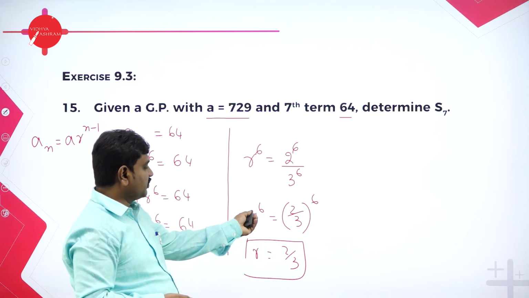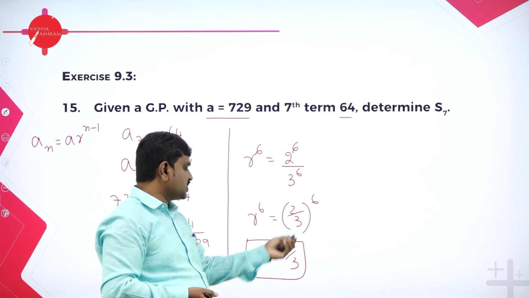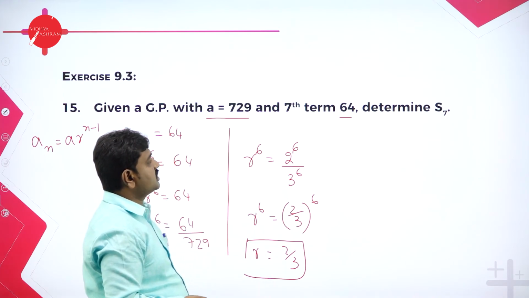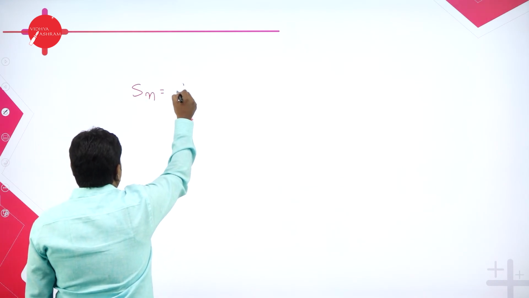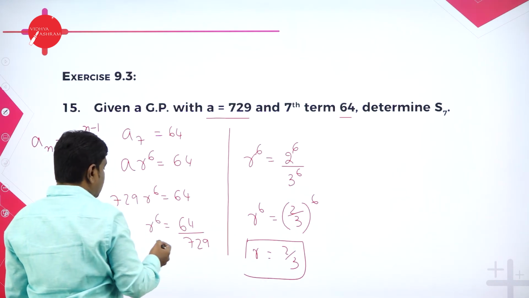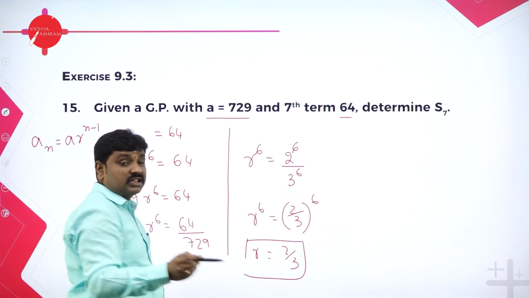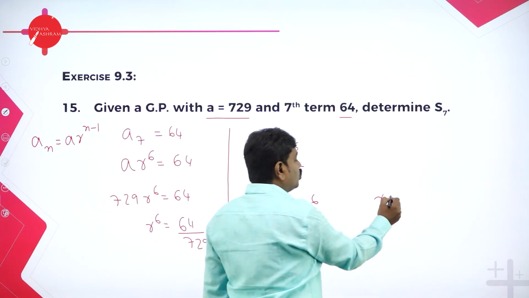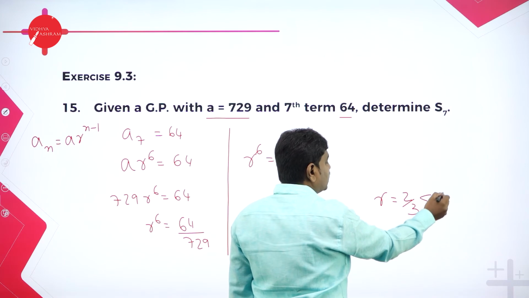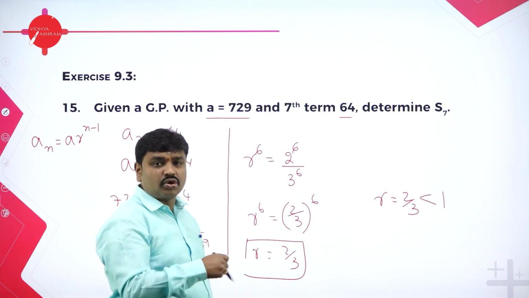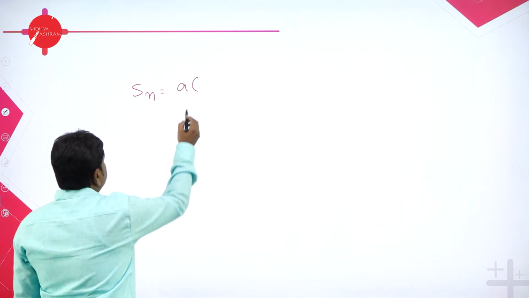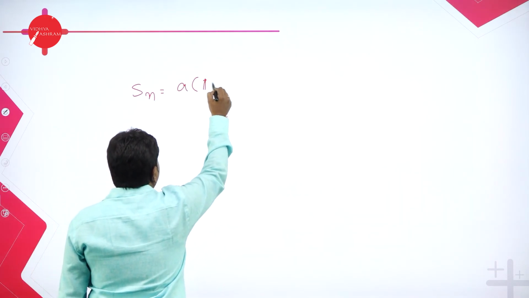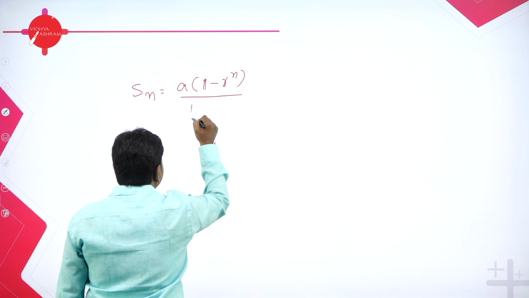So now you got by method of comparison, powers are same, equate the bases, you will get R as 2 by 3, and they want the sum of 7 terms. So S7. What is Sn? Here clearly R value is 2 by 3. R is equal to 2 by 3, the denominator is more, so if you divide you will get 0 point something, which is less than 1. So R is less than 1. So Sn is A into 1 minus R power n divided by 1 minus R.